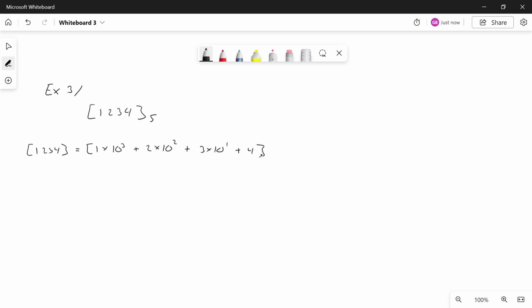And again, using the properties from the last theorems, we could break this up. So I can rewrite this as the congruence class of 1 times the congruence class of 10 to the power 3, plus the congruence class of 2 times the congruence class of 10 squared, plus the congruence class of 3 times the congruence class of 10 to the 1, I'm just going to leave that 1 out, plus the congruence class of 4. Now, one thing to note is that the congruence class of 10 is the same as the congruence class of 5, which is the same as the congruence class of 0.